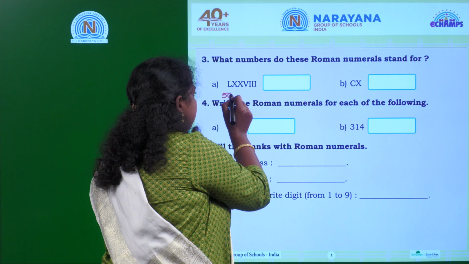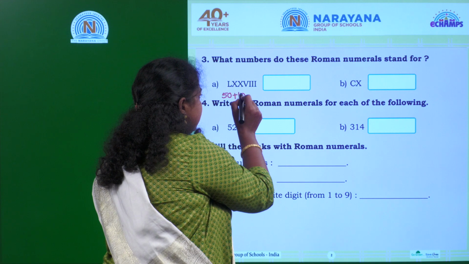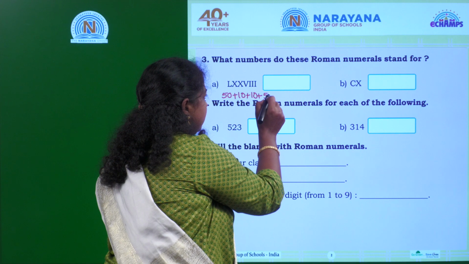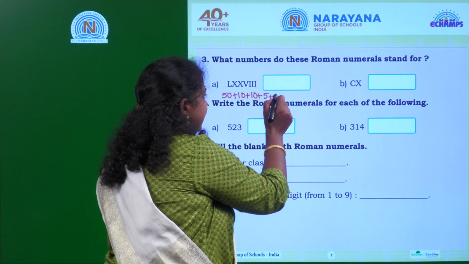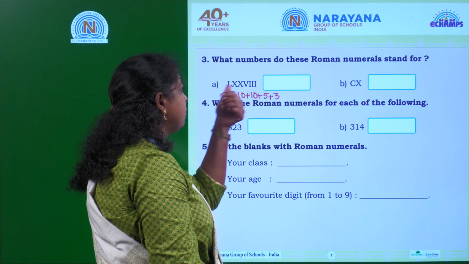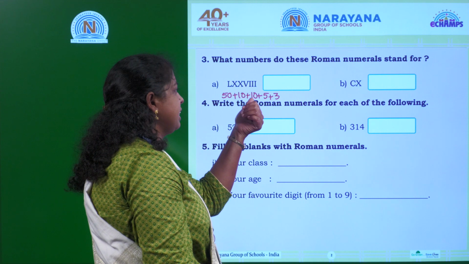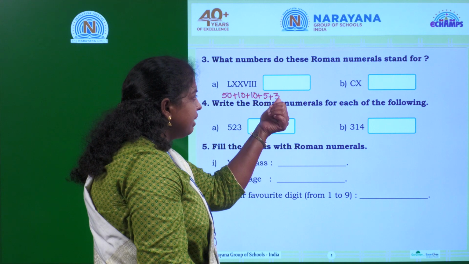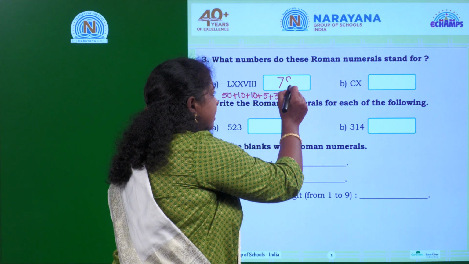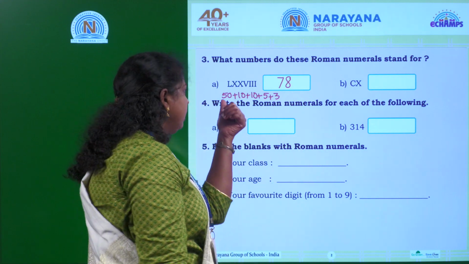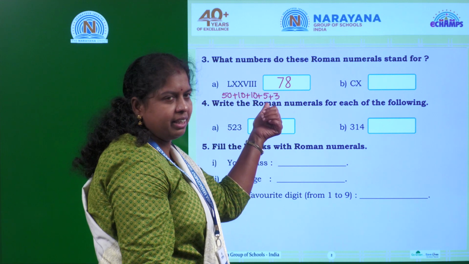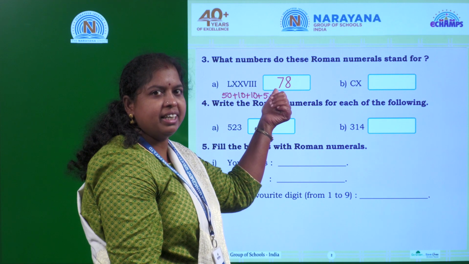50 plus X means 10, plus again X 10, plus V means 5, plus I 3 times. So, how many I's? 3. Okay. What is the number represented by this Roman numeral? 50 plus 10 plus 10, 70, 75, 78. Okay children. So, what is the number you will write here? 78. 50 plus 10, 60, 60 plus 10, 70, 70 plus 5, 75, 75 plus 3, 78.